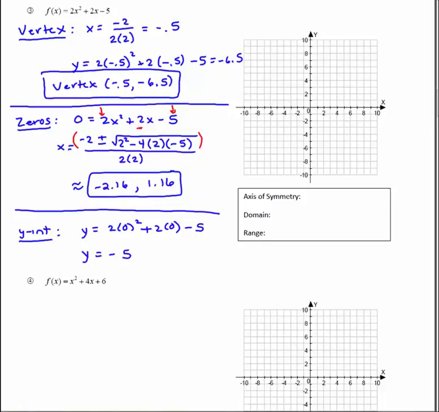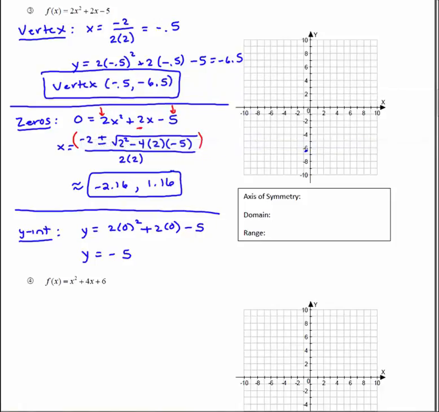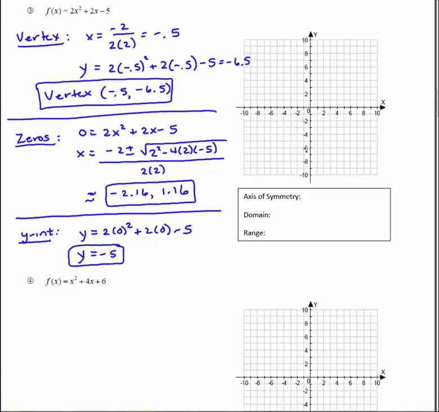All right, let's see what we can graph. First of all, the vertex is at negative 0.5, negative 6.5. Would be about there. The zeros, we'll have to do the zeros kind of as an estimate. Negative 2.16, just a little past negative 2, about there, and 1.16, a little past 1, maybe about there.